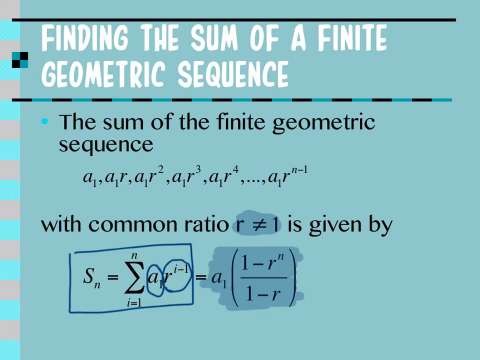So now we've got what? Formula for a sub n for arithmetic, sum for arithmetic, a sub n for geometric. Now sum for geometric. We're going to have one more after this.